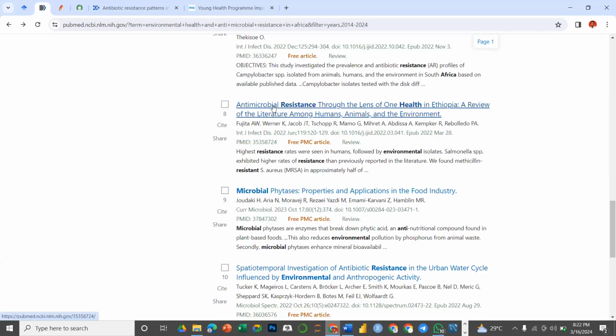So next one talks about antimicrobial resistance through the lens of One Health in Ethiopia. Do you understand? This also talks about One Health. It is a review of literature among humans, animals, and environment. So this is also a review, but it is One Health. It covers human, animal, and environment. It might be very important for me.